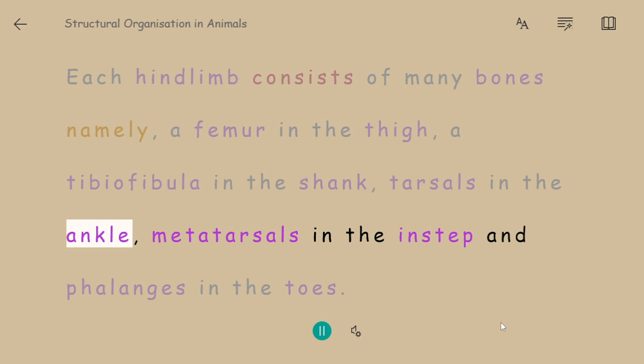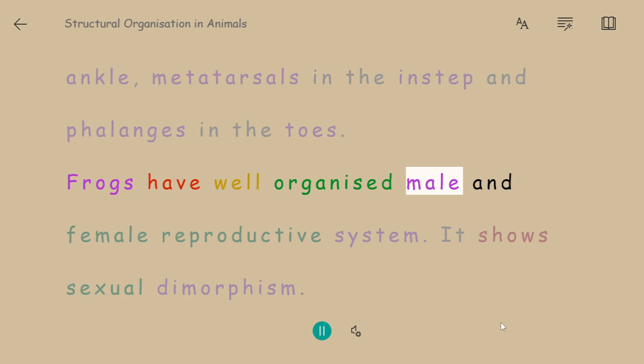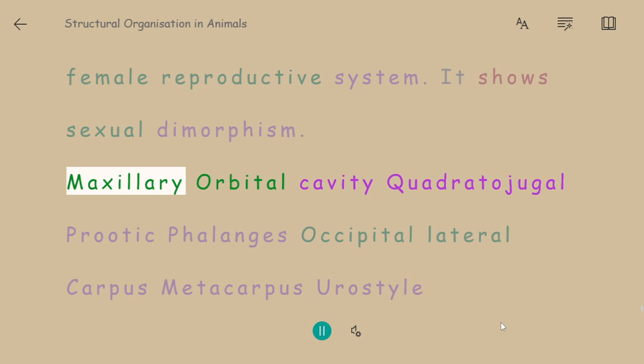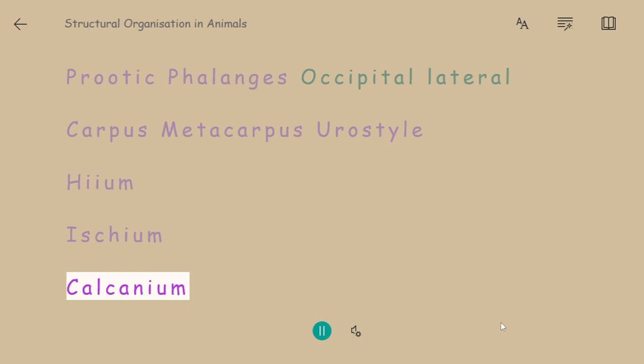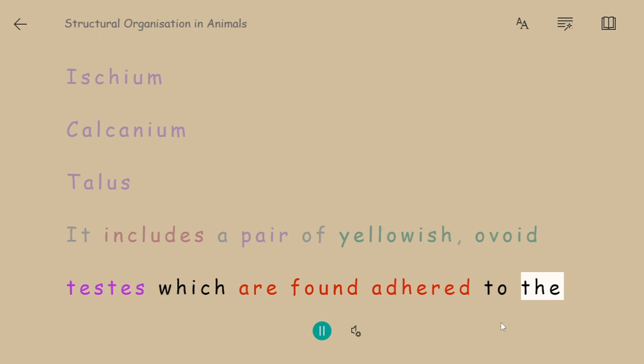Frogs have well-organized male and female reproductive systems. It shows sexual dimorphism. The male system includes a pair of yellowish, ovoid testes, which are found adhered to the upper part of the kidneys by a double fold of peritoneum called mesorchium.